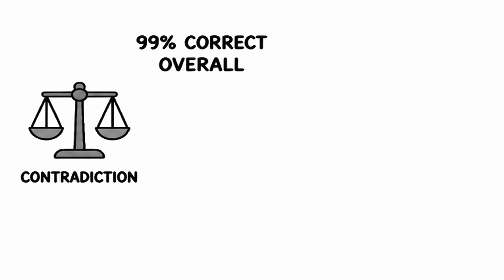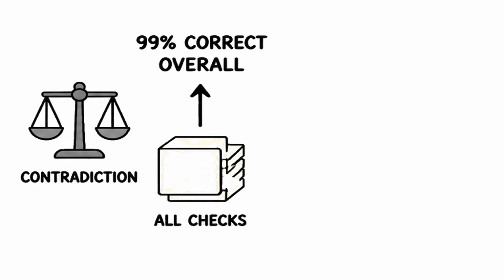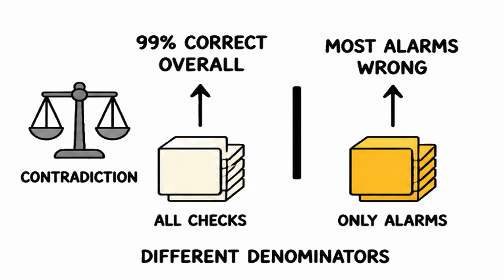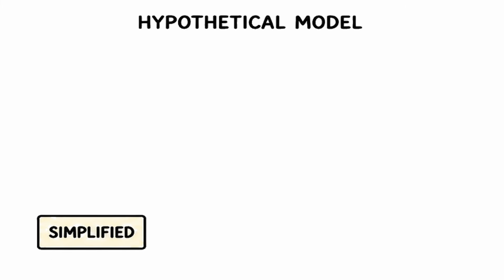Here's the contradiction. A system can be correct in more than 99% of all checks, while most of its alarms still point to normal events. Both statements are true because they use different denominators. To see why, let us build a simple hypothetical model.